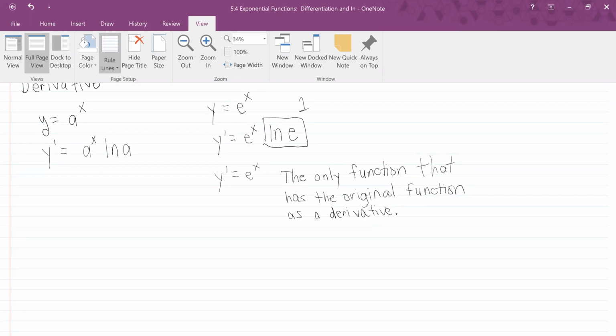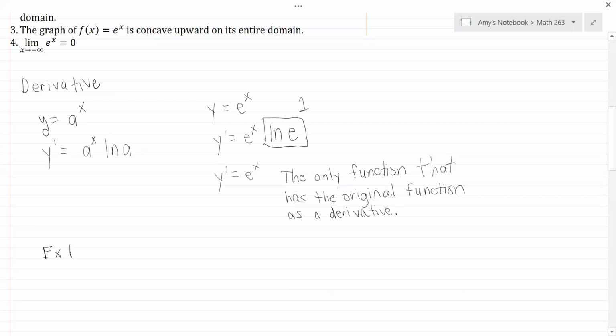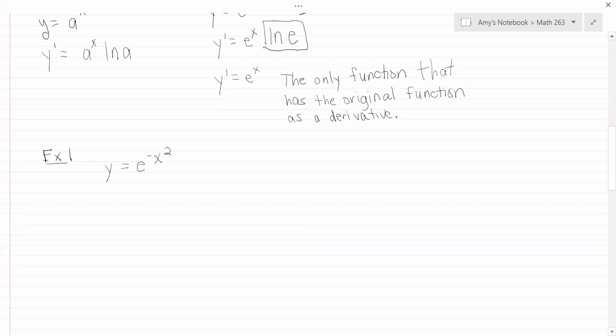All right, so let's look at an example. y equals e to the negative x squared. So we're going to take the derivative of this. Remember that the derivative of e to the x is e to the x. So the derivative here is going to be e to the negative x squared. Now we also have to take the derivative of the inside function, just like chain rule. The derivative of negative x squared is negative 2x. If we simplify that, it's just negative 2x e to the negative x squared.